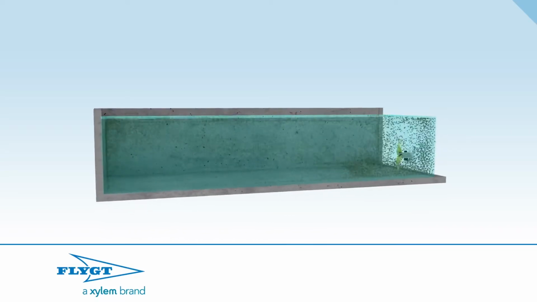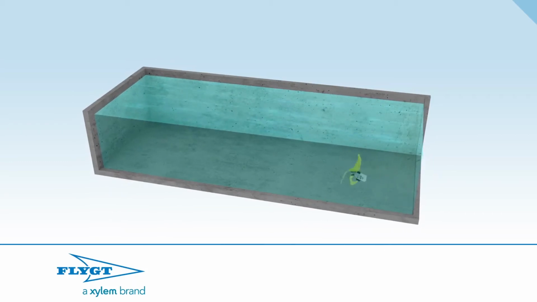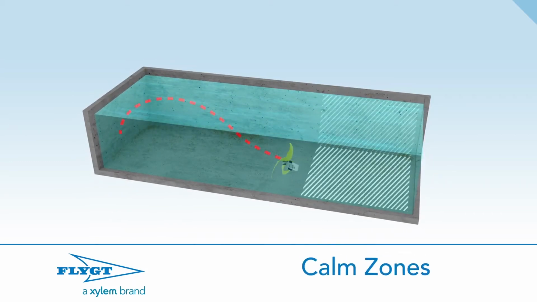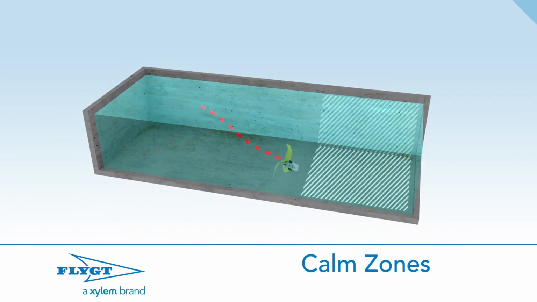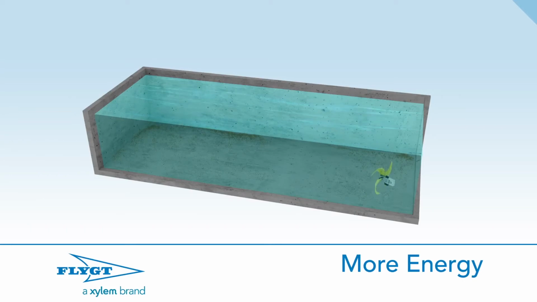Movement of the water depends on where the jet is positioned in the tank. If placed improperly, the jet will be less effective, creating calm zones. This can be corrected by increasing the speed of the mixer or repositioning it. However, you will use more energy than required if the mixer is not positioned correctly.